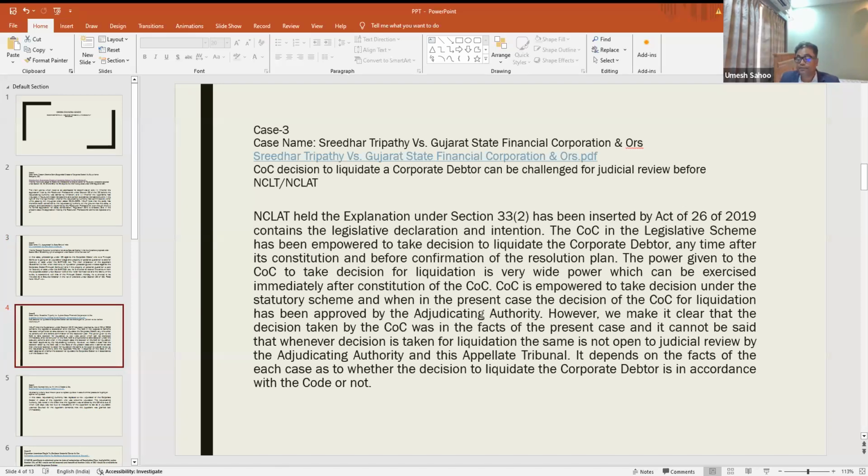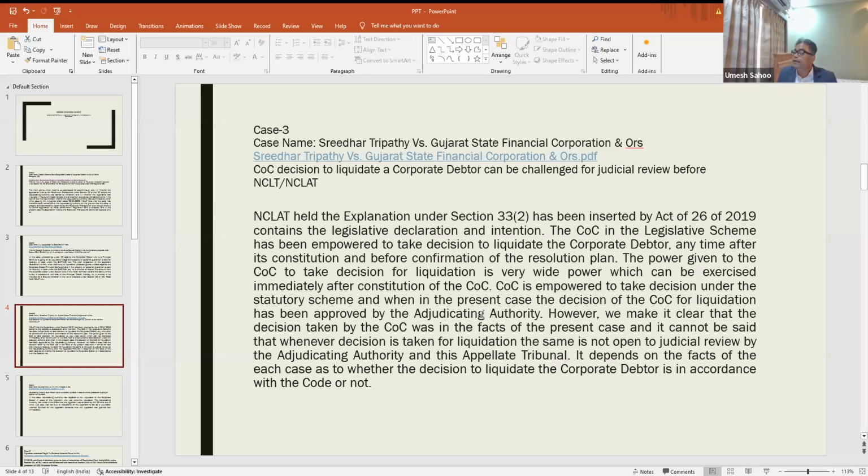So next, sir, case number 3. This is a case where the COC decides to liquidate a corporate debtor: can it be challenged in judicial review before the Honorable NCLT? So here the COC decision to liquidate the corporate debtor can be challenged for judicial review before the NCLT.